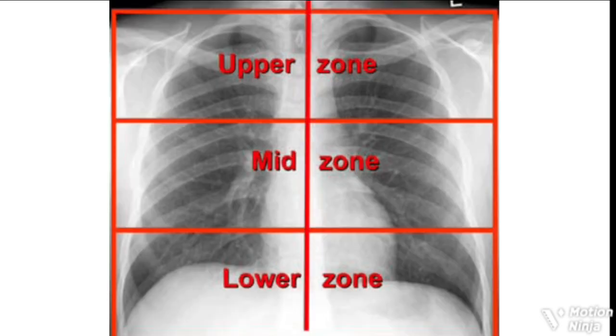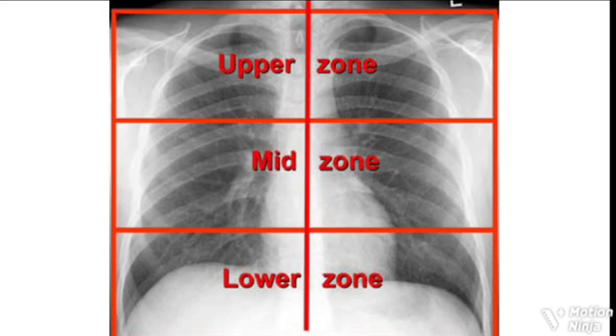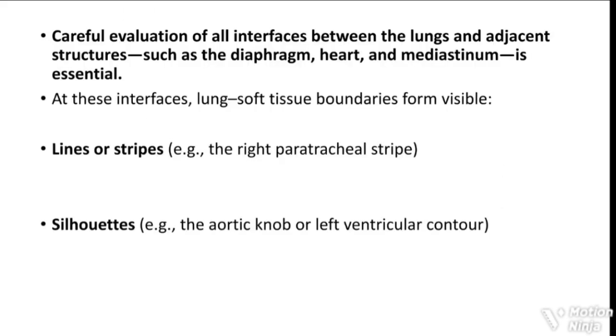Now, in a chest X-ray, you divide the lung into zones, not lobes. Up to the posterior border of the second rib is the upper zone, second to fourth is the mid zone, and below the posterior border of the fourth rib is the lower zone. So, that is how you define the structures or whichever shadows you see in the lung, in these zones, not lobes.